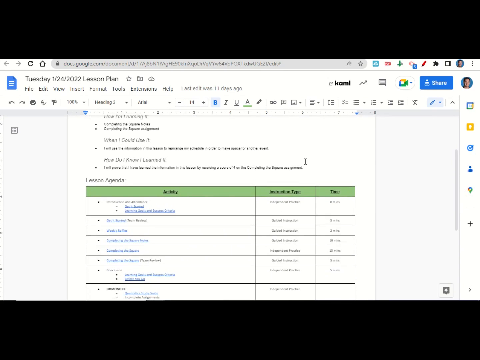Now let's take a look at our agenda for today. We'll begin by going over the learning goals and success criteria. While we do that, you'll fill out your Get It Started. Once you've completed your Get It Started, we'll go over it together and answer any questions that you may have. Next, we'll do our weekly raffle.